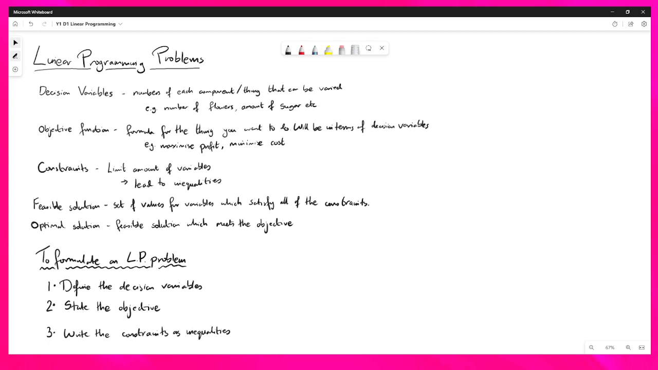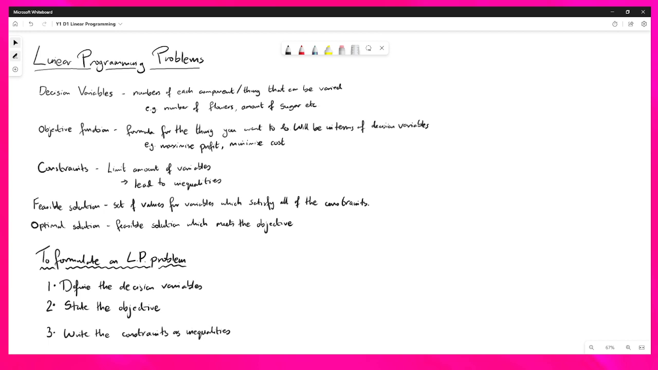A feasible solution is a set of values for the decision variables which satisfy all of the constraints at the same time. You'll find that you get a lot of feasible solutions, and when we look at one of the methods for solving this problem, we will have a feasible region which is the set of all feasible solutions. But there is only one optimal solution, and that is the feasible solution which meets the objective you're trying to do.